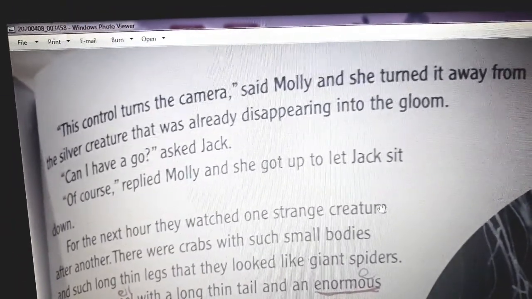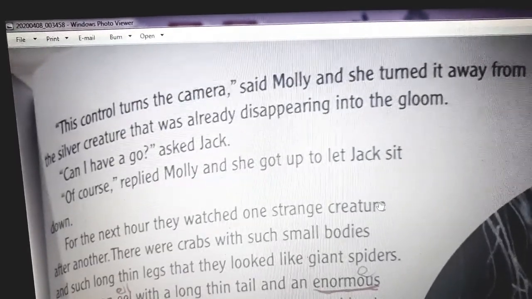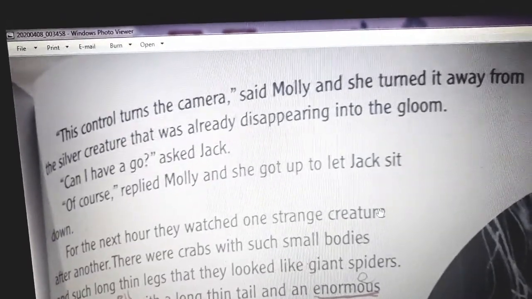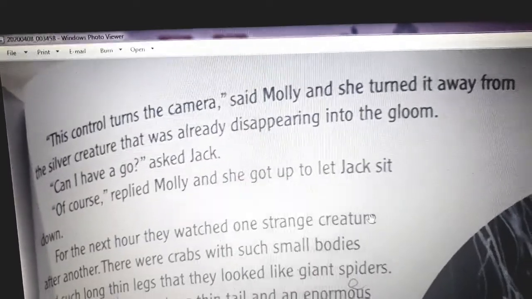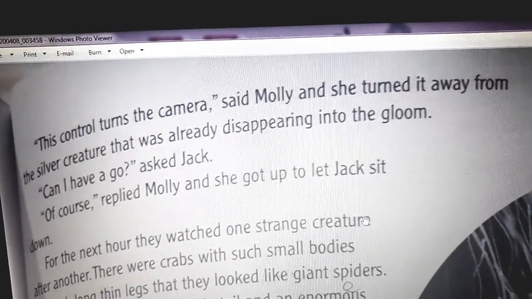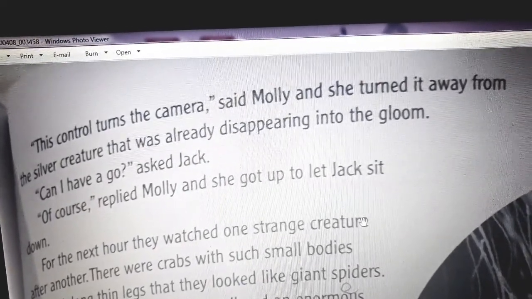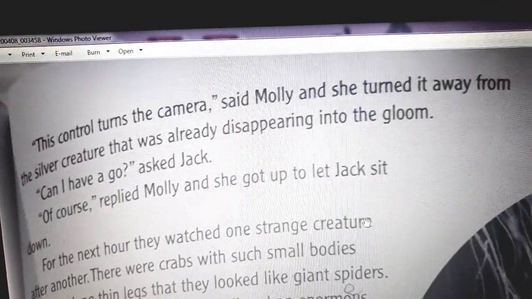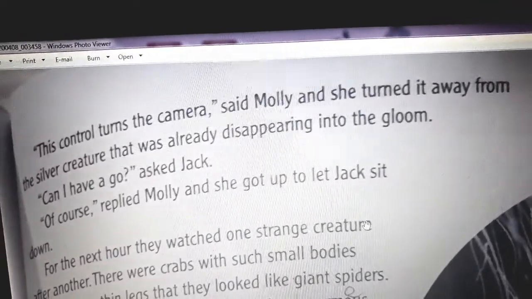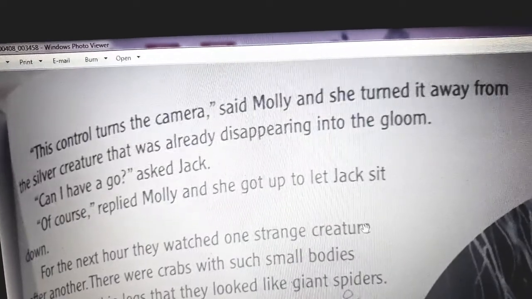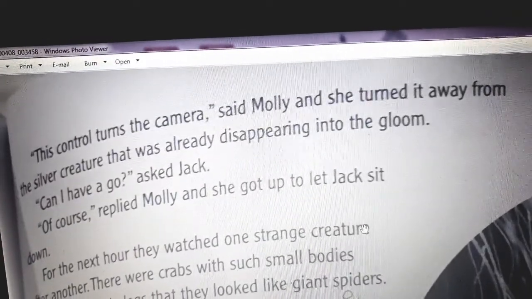This control turns the camera, said Molly, and she turned it away from the silvery creature that was already disappearing into the gloom. Can I have a go?